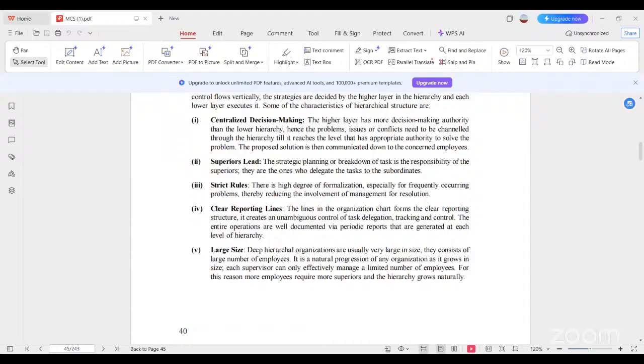Large size. The next characteristic is large size. Basically, hierarchical structures are common in large organizations. One manager can supervise only a limited number of people. So, as employees increase, what will happen? More managerial layers are added into it.